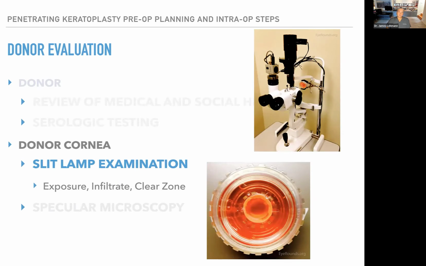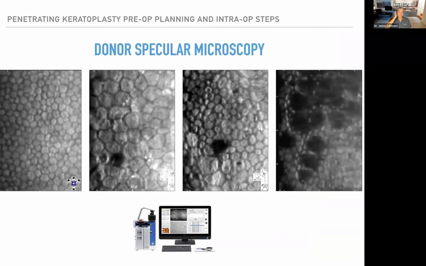At the eye bank, this is called a viewing chamber. This is where we get our corneas in. And you want to do a slit lamp exam on the cornea. You want to see if it has any infiltrates, if it had previous cataract surgery, what the size of the clear zone is. And then, of course, specular microscopy.